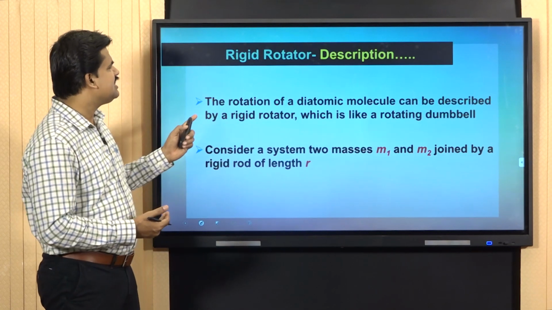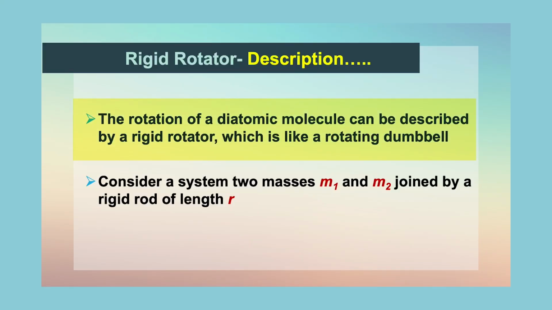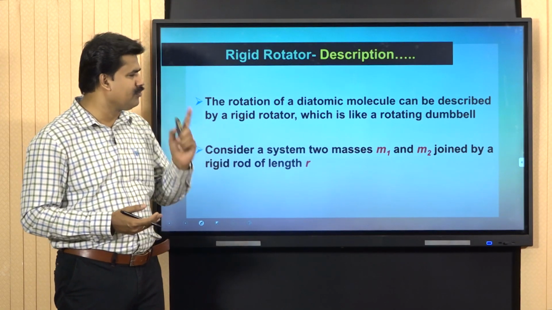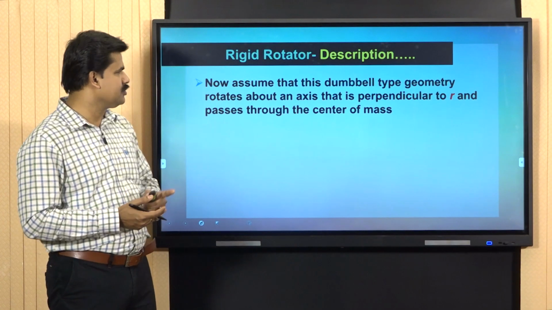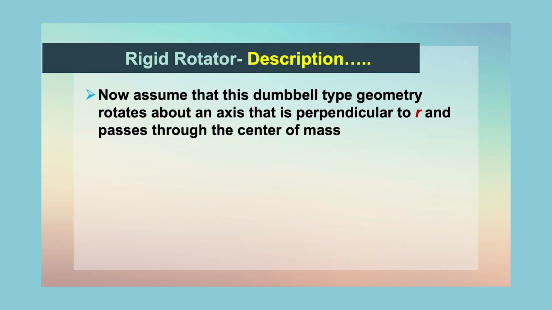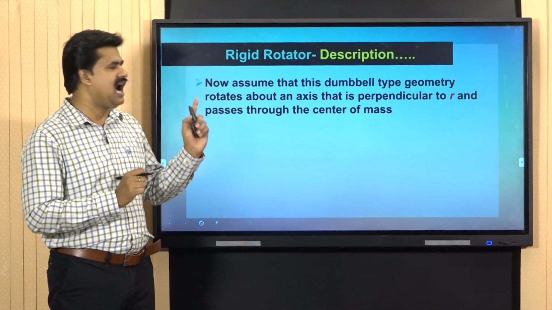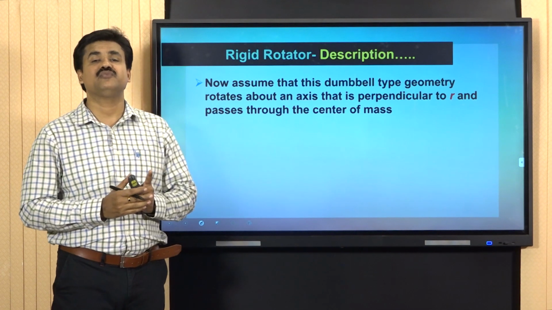Now, the rotation of a diatomic molecule can be described by a rigid rotator. The rigid rotator is like a rotating dumbbell. Consider a system of two masses, M1 and M2, joined by a rigid rod of length small r. Then it is assumed that this dumbbell type geometry rotates about an axis that is perpendicular to the distance r and passes through the center of mass.